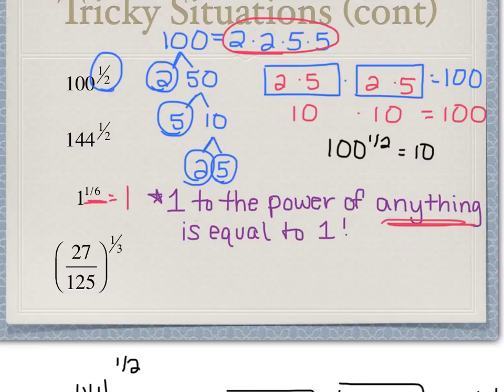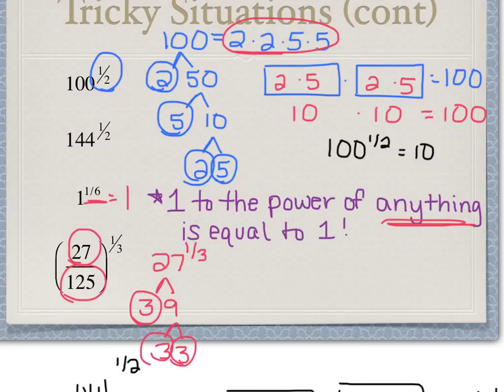You've got a fraction raised to the power of a fraction. Is there anything more terrifying than that? Well, all you're going to do is treat these separately. You're going to take the 27 and the 125 and raise them both to the power of 1/3. So I would take the 27 and do a factor tree. So what times what makes 27? That'd be 3 and 9. The 9 is 3 and 3. So 27 to the power of 1/3, if you break it down into 3 equal pieces, is equal to 3.